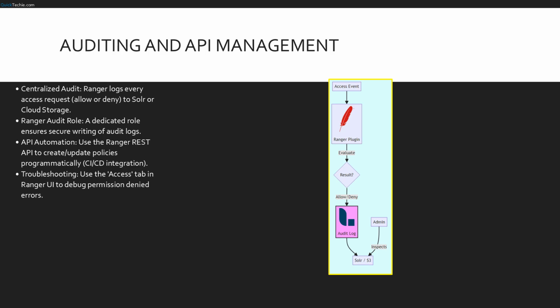This diagram tracks the lifecycle of an audit event. An access event occurs and hits the Ranger plugin. The plugin evaluates the policy and determines a result, allow or deny. This result is immediately written to the audit log. The log is persisted in Solr or S3 storage. Finally, the admin inspects these logs to prove compliance or troubleshoot access issues.